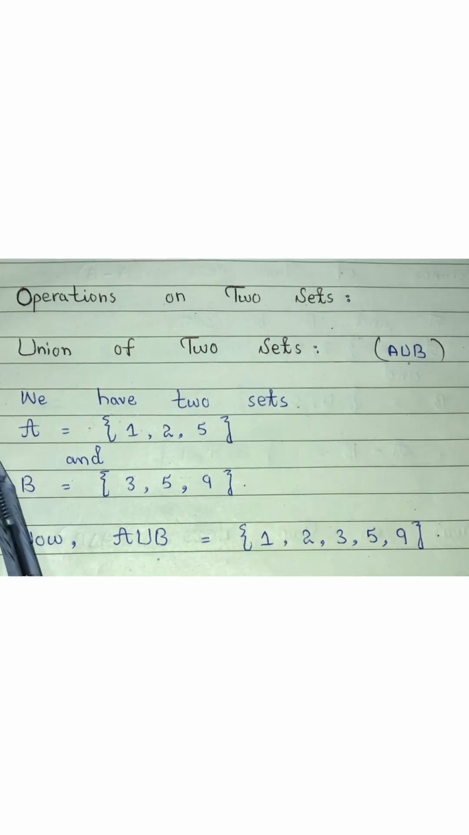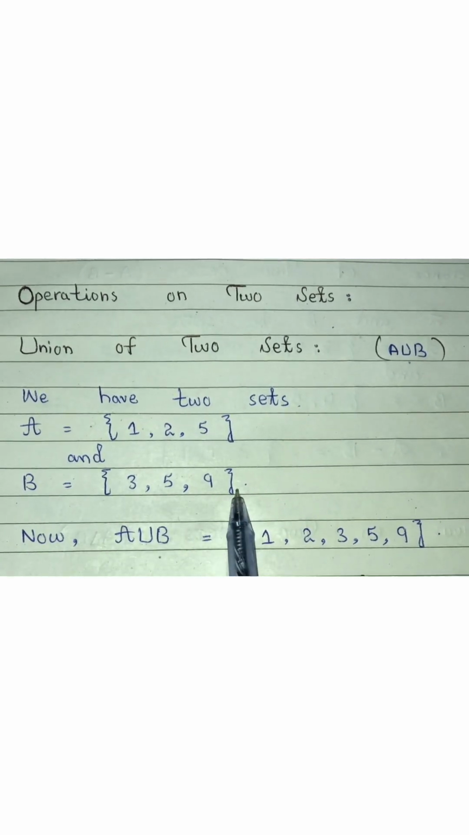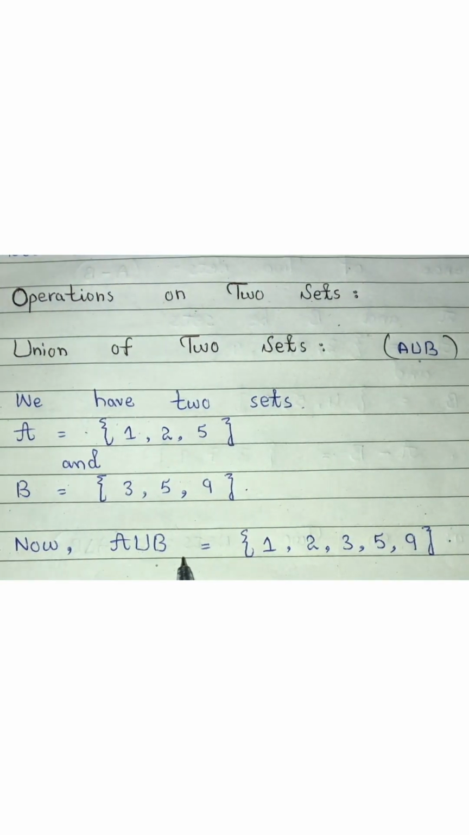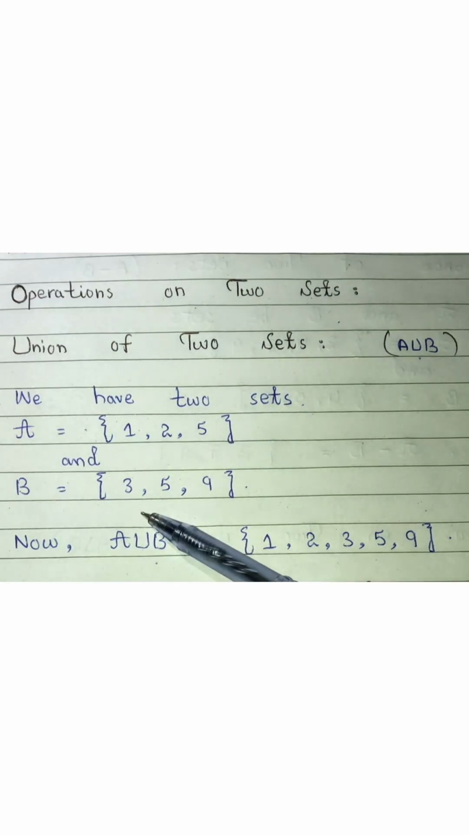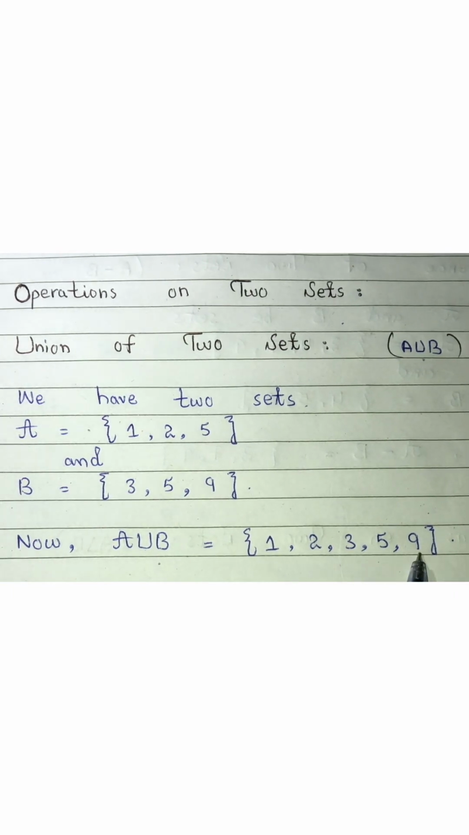We have two sets. Set A is equal to 1, 2 and 5, and set B is equal to 3, 5 and 9. Now here we will find A union B. Now what is A union B? Set of all those elements either in set A or in set B. So the set of A union B is equal to 1, 2, 3, 5 and 9.